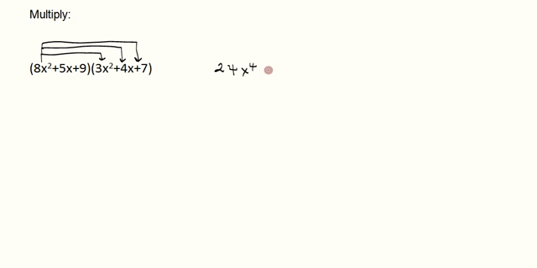Well, 8 times 4 gives us 32, and the x squared times the x gives us x to the 3rd, or x cubed. And then we take the 8x squared times the 7. Well, 8 times 7 is 56, and then we have the x squared. Right? Now that takes care of the 8x squared.